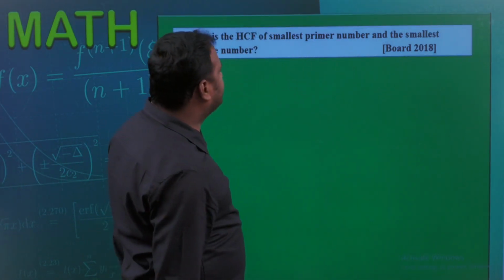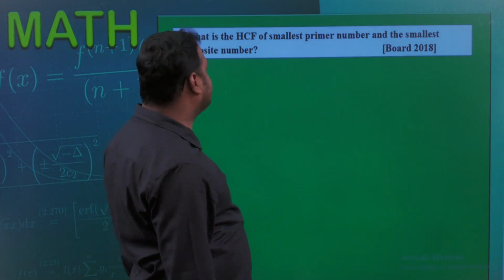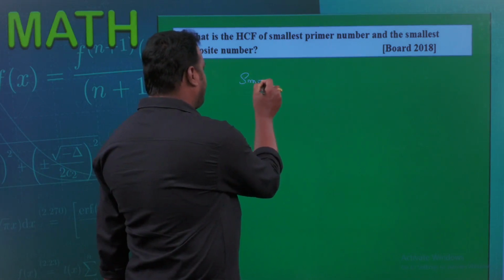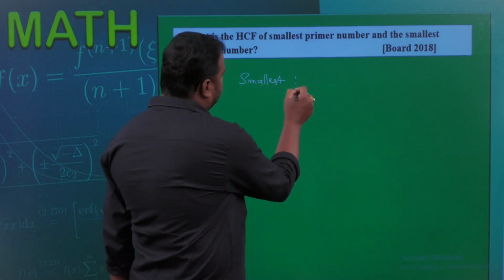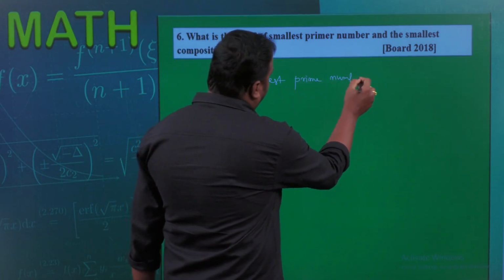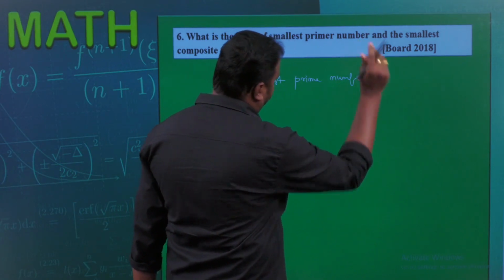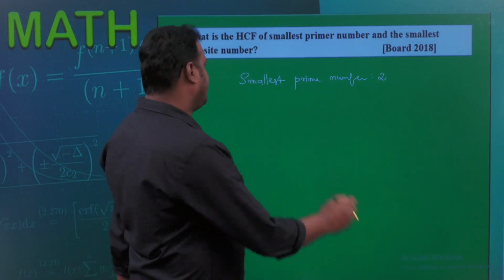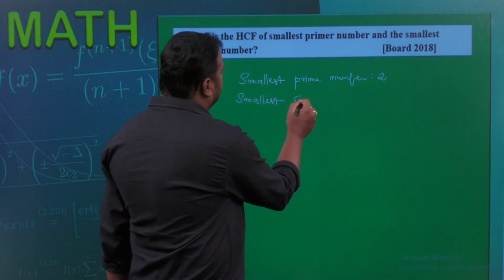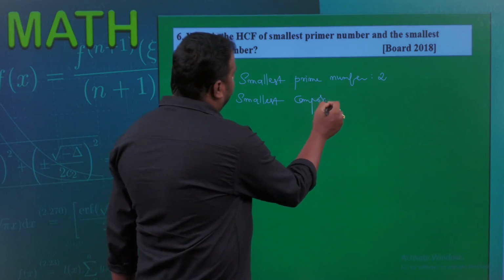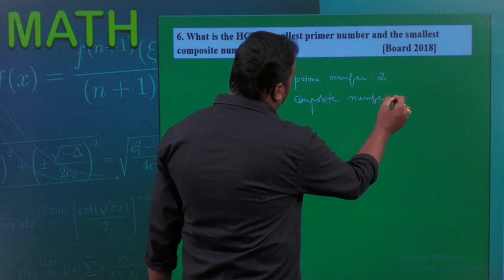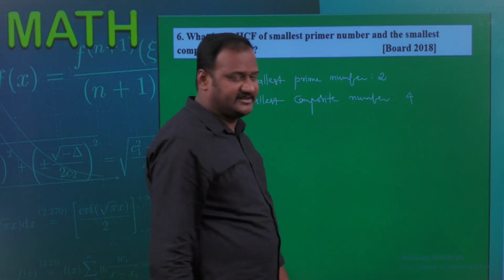What is the HCF of the smallest prime number and the smallest composite number? So what is the smallest prime number? The smallest prime number is 2. And what is the smallest composite number? Smallest composite number in the sense of a single digit composite number, and it should be the smallest. So the smallest composite number, you know, is 4.